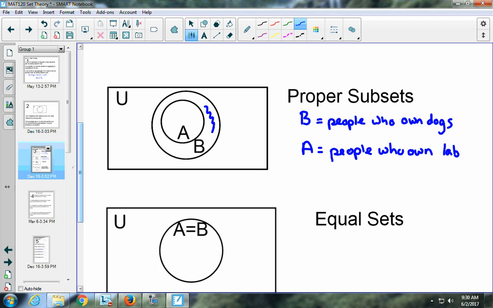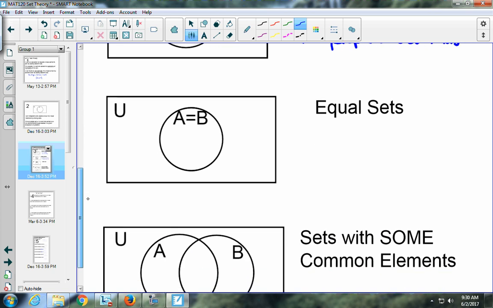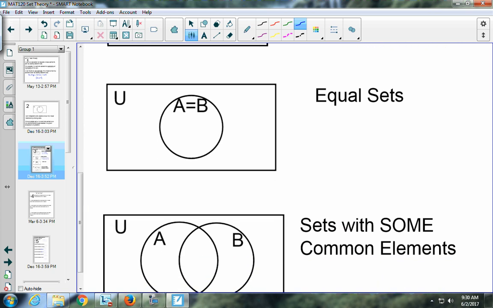It's also possible to have equal sets, which is usually where we just describe the same set in different ways, but sometimes they are the exact same thing. So we could say something like set A is all of the people who own dogs. And we could say set B is all of the people who own canines. Right, a different name for the same thing.